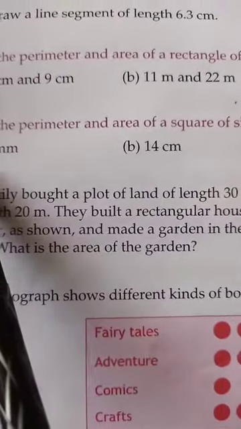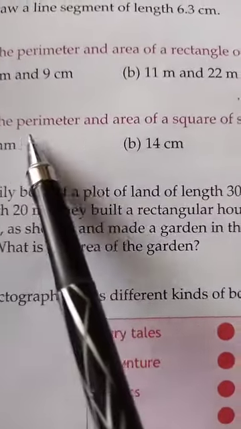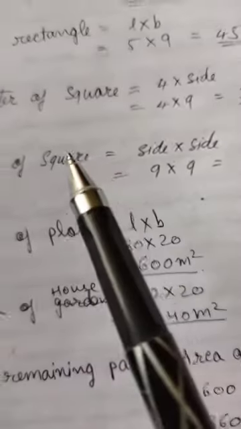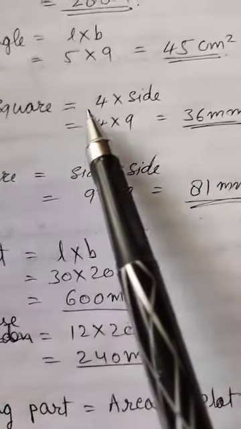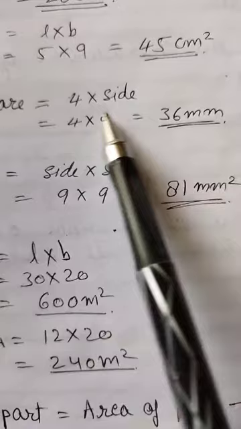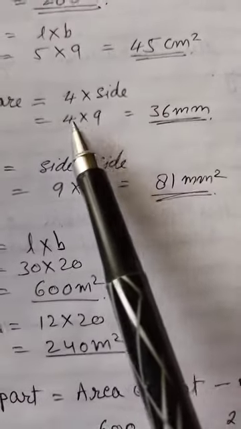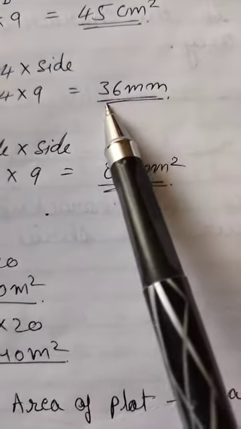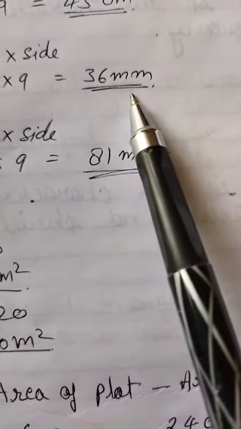Now coming on to fourth question. Find the perimeter and area of square of side 9 mm. Again to find the perimeter of square you have formula 4 into side. So this formula you have to learn. Then side is given 9. So 4 into 9. After multiplying you will get 36 mm. This will be your perimeter.